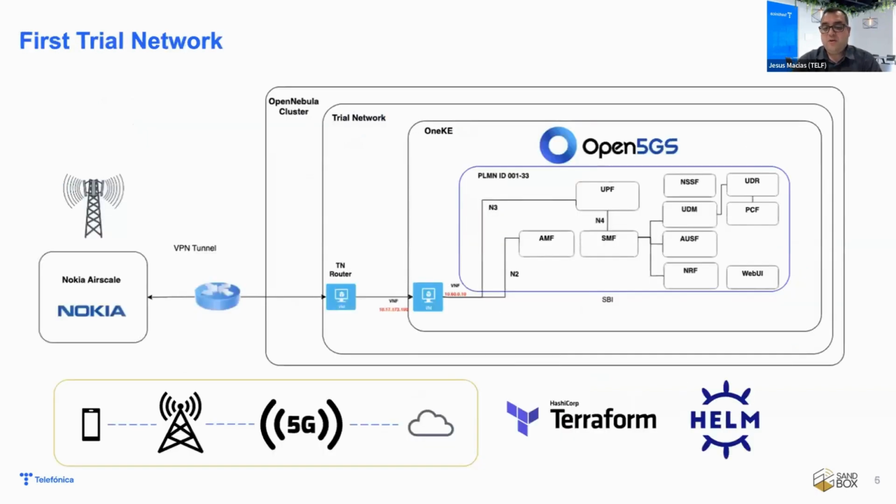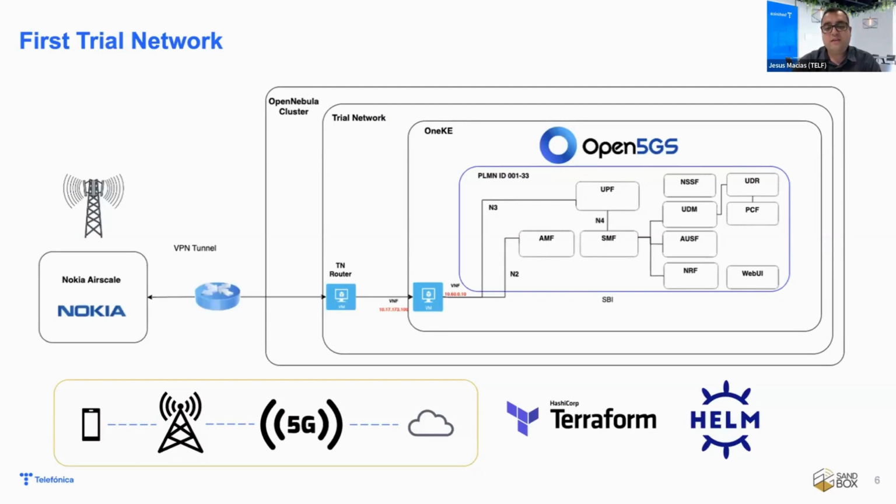This is an example of our first trial network, where we deploy a 5G core in a OneKE cluster and connect a physical radio equipment with the core inside the OneKE cluster. We also had a mobile terminal connected to the radio, and that terminal is able to attach to the radio and browse the internet.